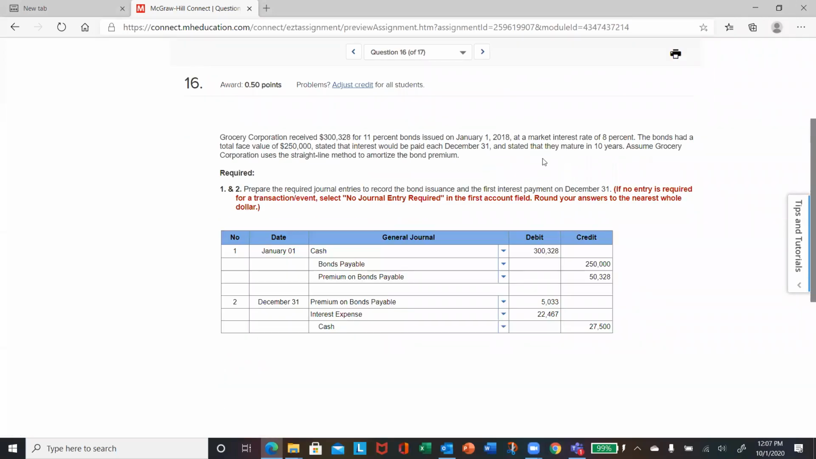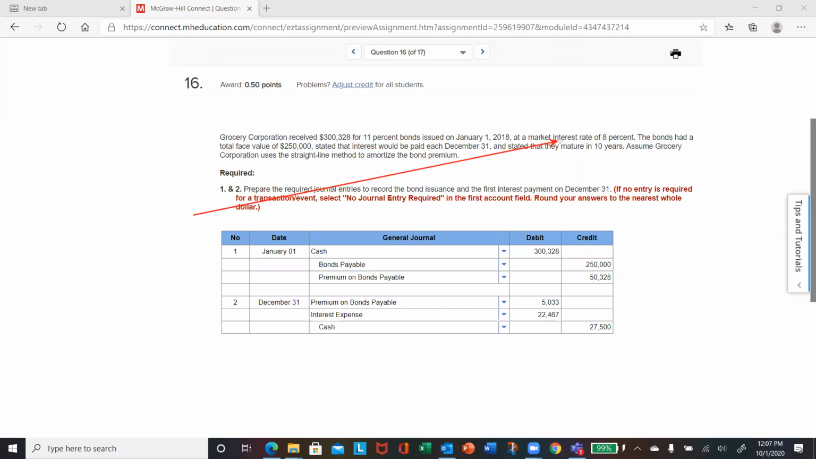Now on 16, the way I did this is on 16 and 17, it's going to look like the same problem, but on 16, the difference is we're going to do the straight line method, and then on 17, I wanted to show you to compare that with the effective interest rate method. So in this problem, they sold some bonds, 328 for 11% bonds. Market rate's 8%. Again, this happened on January 1st.